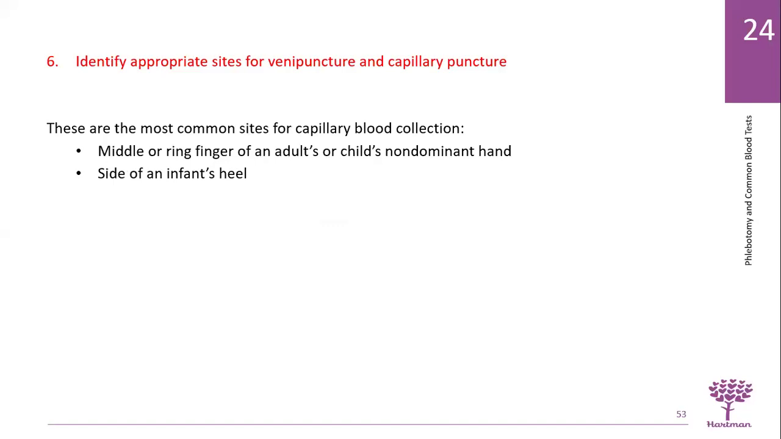For capillary blood collections, you're going to use the middle or ring finger of an adult's or child's non-dominant hand. You'll see this on your state exam, so you need to make sure you know this. And the side of an infant's heel. Those are places where you would do capillary punctures from to collect blood.